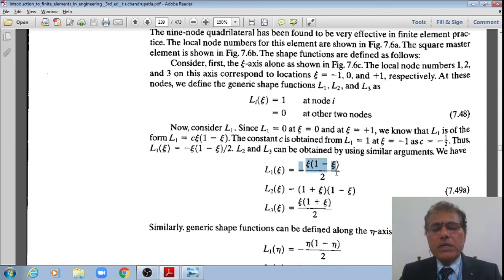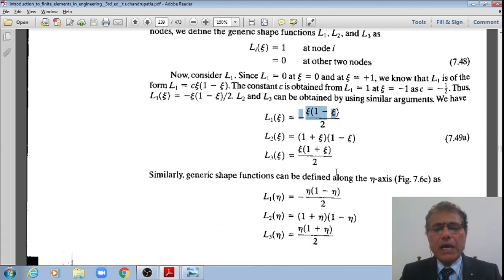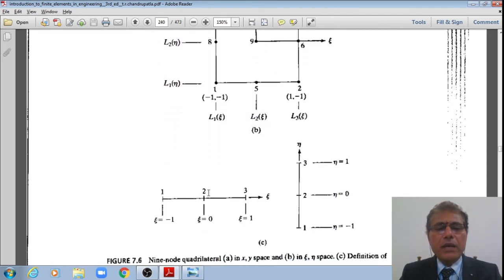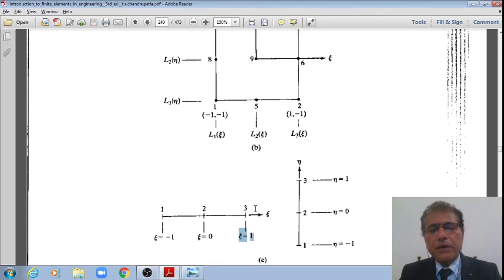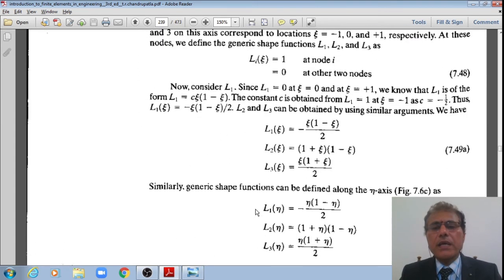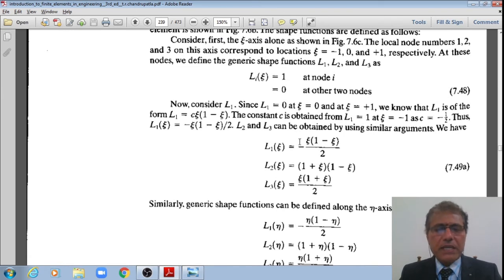As we have proved starting from fundamentals, shape function n1 was given by minus xi by 2 multiplied by 1 minus xi. Here the shape function n1 is equal to 1 at node 1, and by the time it reaches node 2 and node 3 it becomes 0. Therefore it is written as a product of xi and 1 minus xi, substituting which you will get the constant as minus half, so n1 was proved as minus xi by 2 multiplied by 1 minus xi.